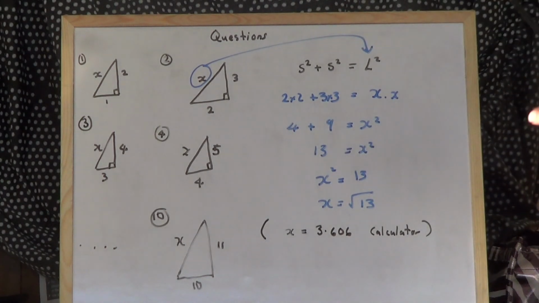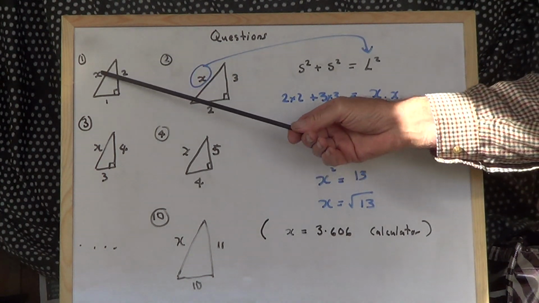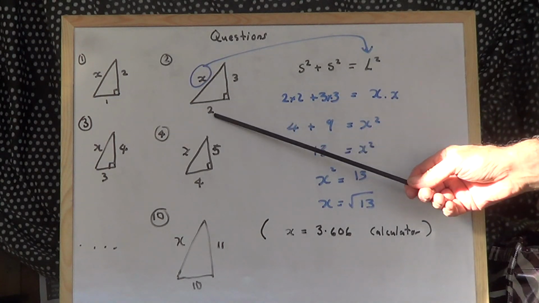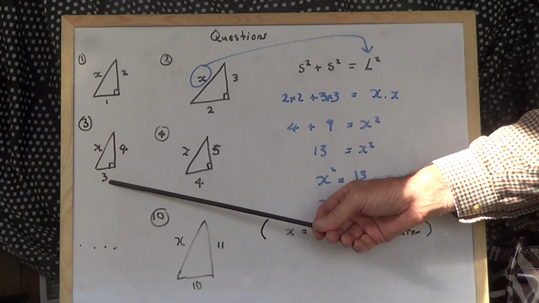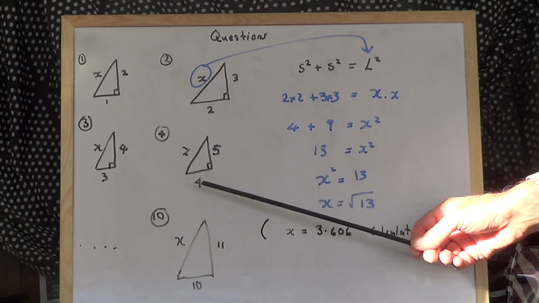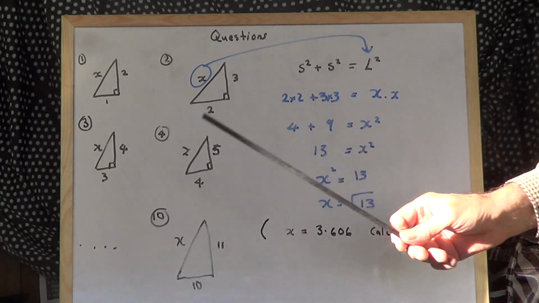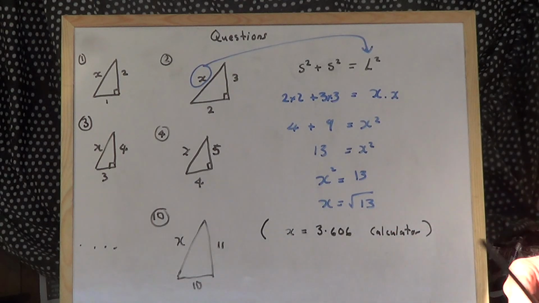Yeah. Now, first question. See, question number 1, that's 1 and that's 2 and that's x. Question number 2, that's 2 and that's 3 and that's x. Question number 3, that's 3 and that's 1 more to 4 and that's x. Question number 4, that's 4 and that's 5 and that's x. And you keep going to question number 10 where that's 10, that's 11 and that's x.